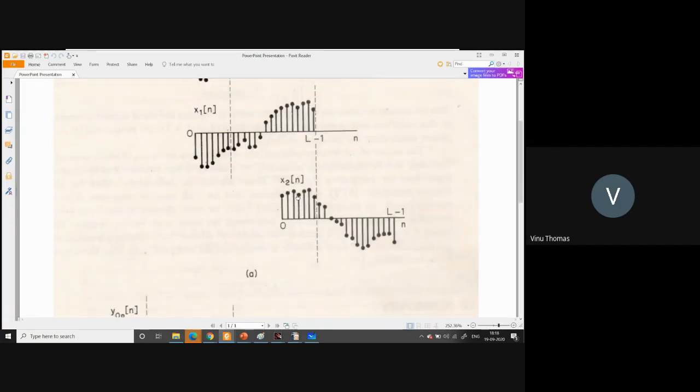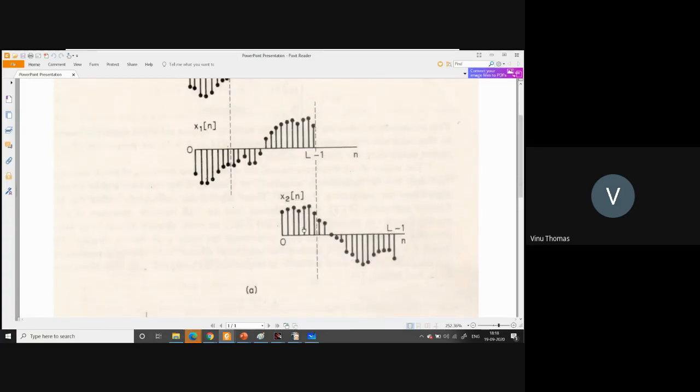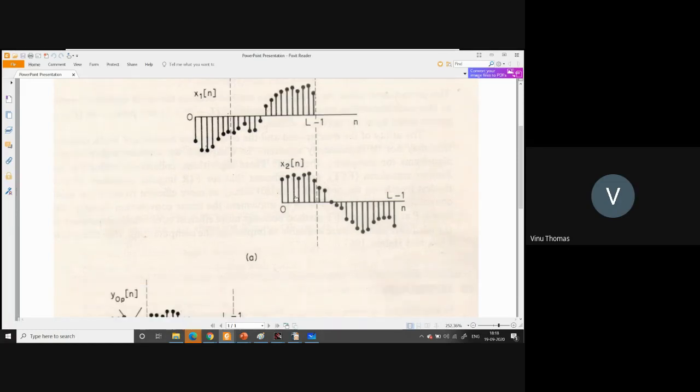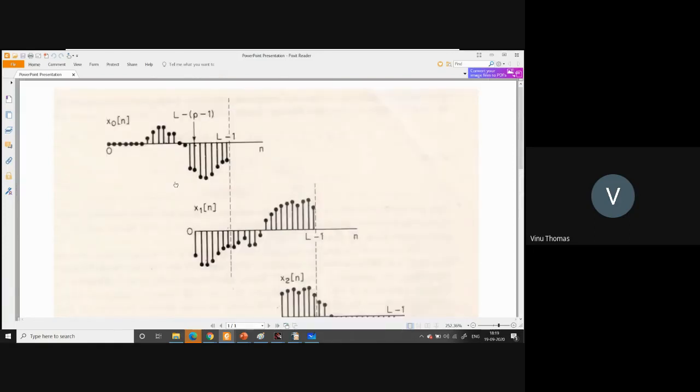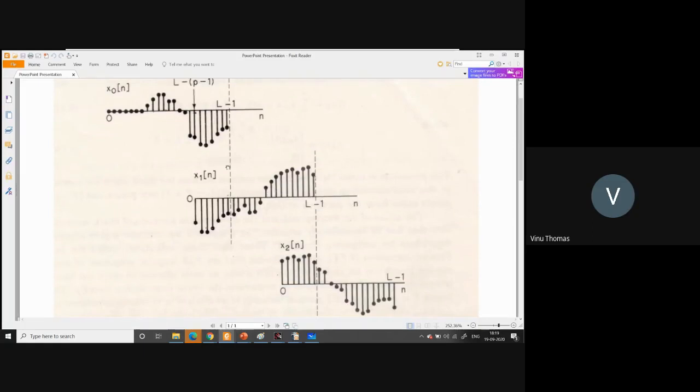Likewise, we select the third block like this, which means the first P minus 1 samples of the third block are the same as the last P minus 1 samples of the second block. Is that understood? So here what we do basically is divide the signal X of n into blocks of length L, and each successive block overlaps by P minus 1 samples. And now you can very easily understand why you have this overlapping by P minus 1 samples.